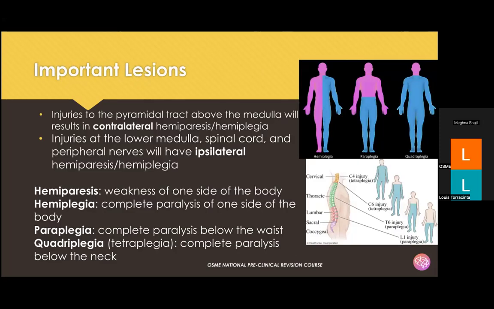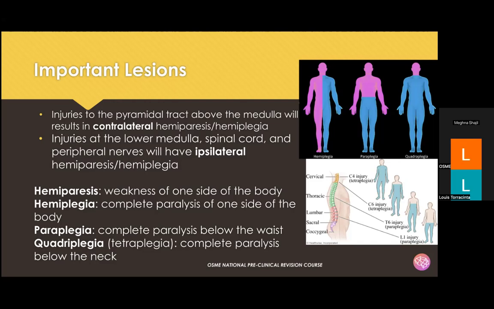So there's injuries to the pyramidal tract above the medulla. Those usually result in contralateral hemiparesis or hemiplegia. Hemiparesis, remember, is weakness of just one side of the body. Hemiplegia is complete paralysis of one side of the body. So paresis, weakness; plegia, paralysis. Paraplegia is complete paralysis below the waist, and quadriplegia is below the neck. So that's all four limbs, basically.